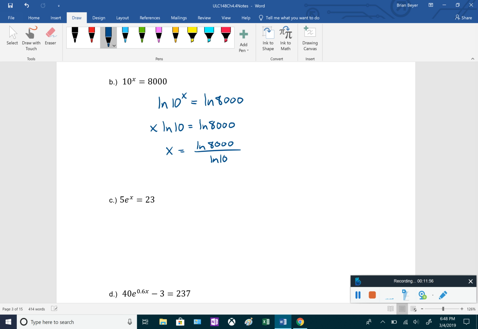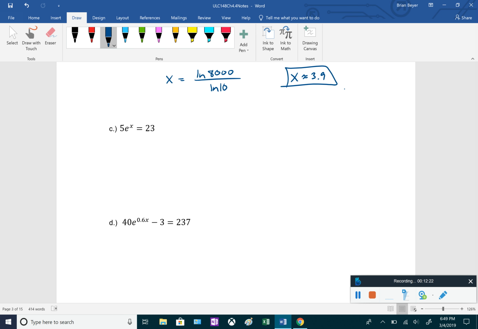And hopefully you are not thinking about canceling a 0 and making it the ln of 800 divided by the ln of 10. I would just plug it in your calculator exactly like you see right there. And we would get x equals about 3.9. Okay, so once again, should make sense because 10 to the 4th power equals 10,000, so it has to be a little bit less than 4.